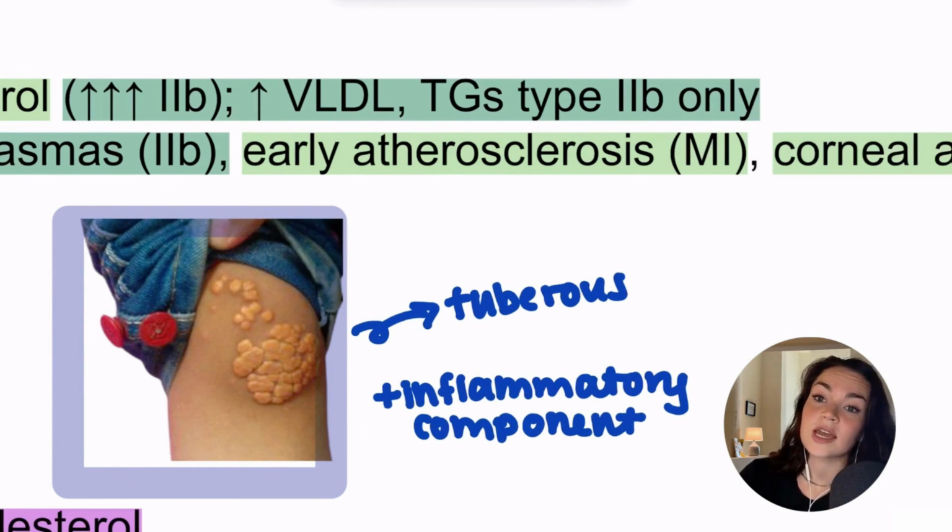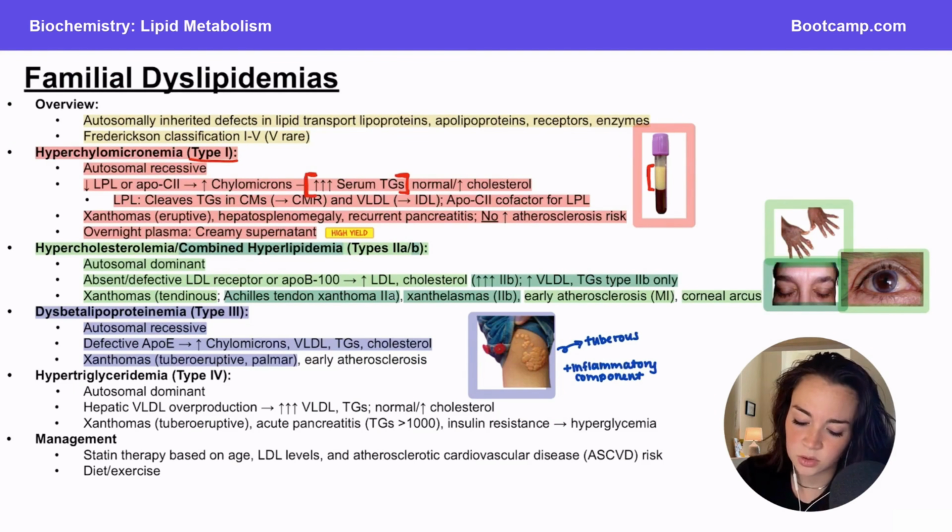The other thing you'll see with type 3, which is unique to type 3, are palmar xanthomas, which again are those yellow xanthomas on the palms of the hands. And again here in type 3, you're going to see atherosclerosis in these patients at an earlier age. And then type 4 familial dyslipidemia is going to be called hypertriglyceridemia. This is inherited in an autosomal dominant fashion, and this one's kind of unique from the other ones.